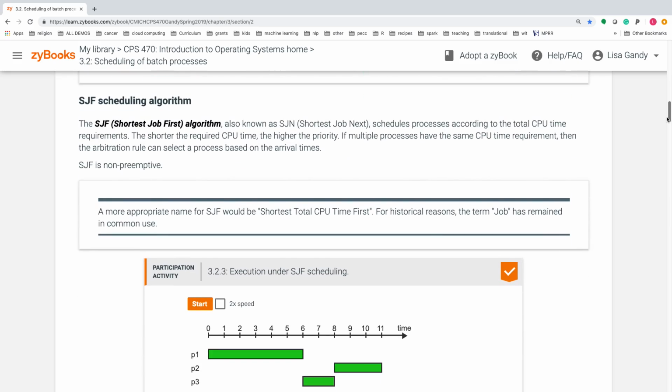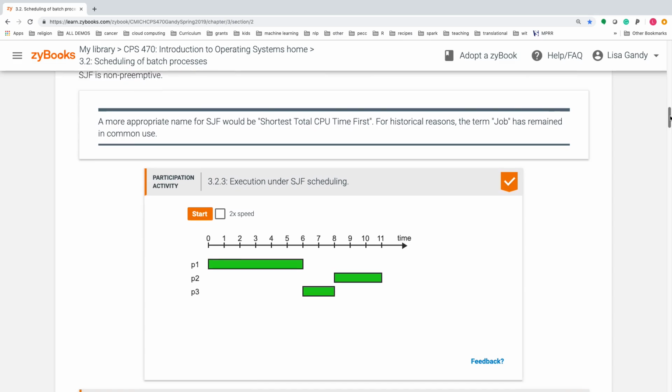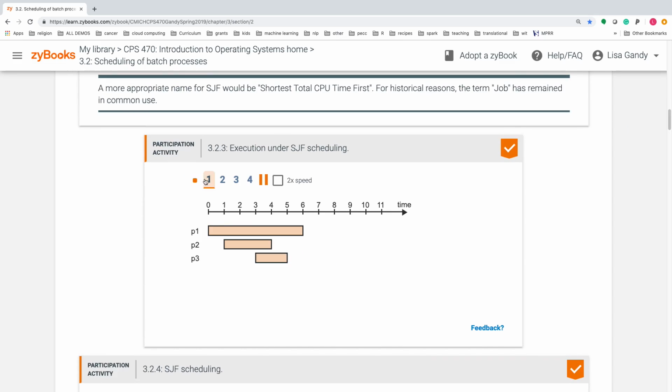The shortest job first algorithm is also called shortest job next. It schedules processes according to the total CPU time requirements. So the shorter the required CPU time, the higher the priority. If multiple processes have the same CPU time requirement, then the arbitration rule can select a process. So shortest job first. Let's just look at this really quick.